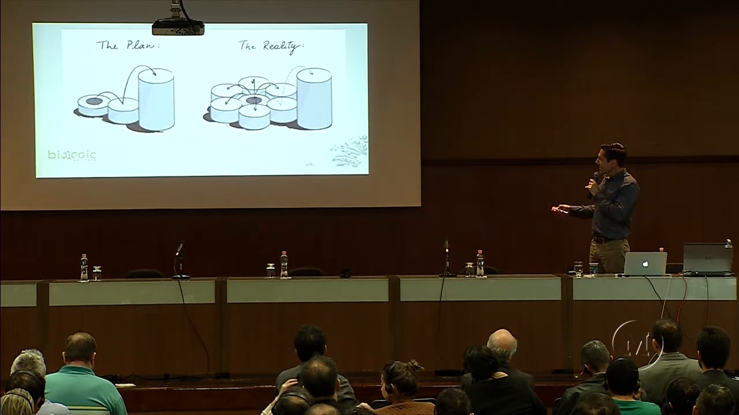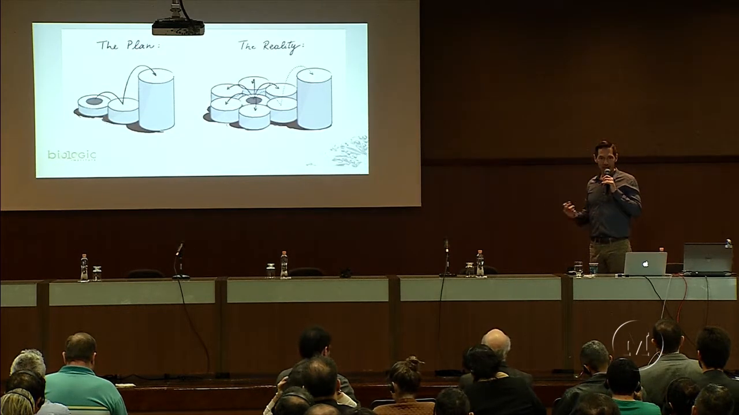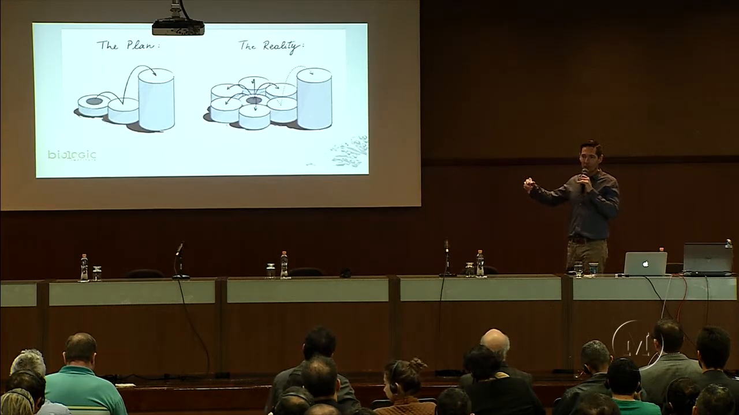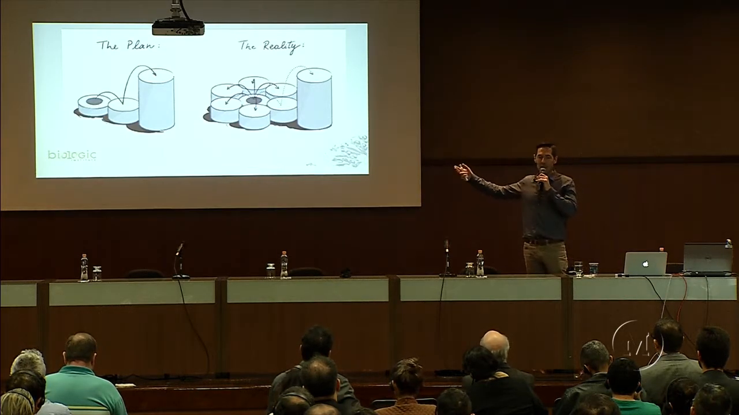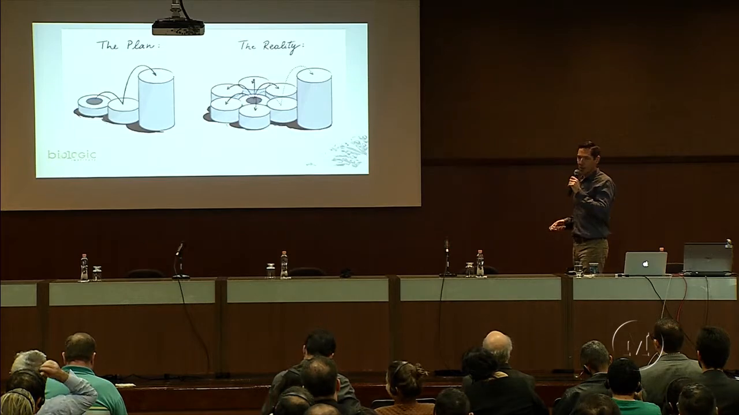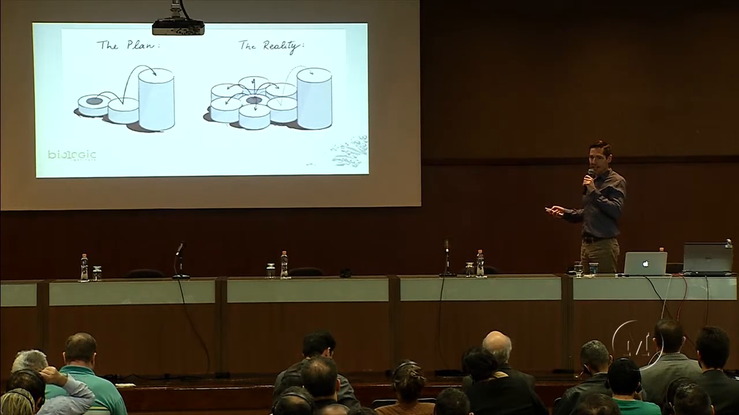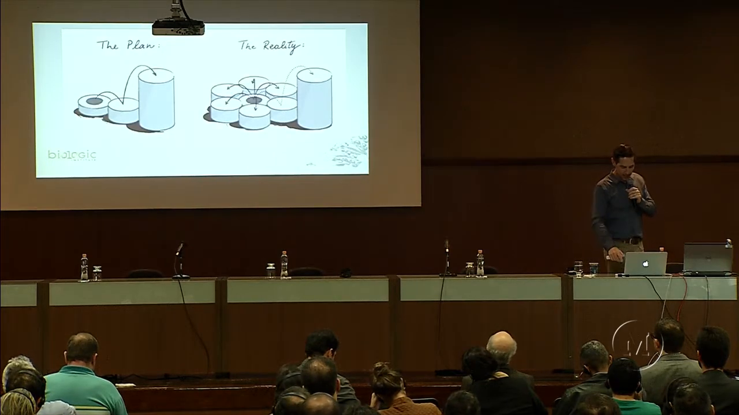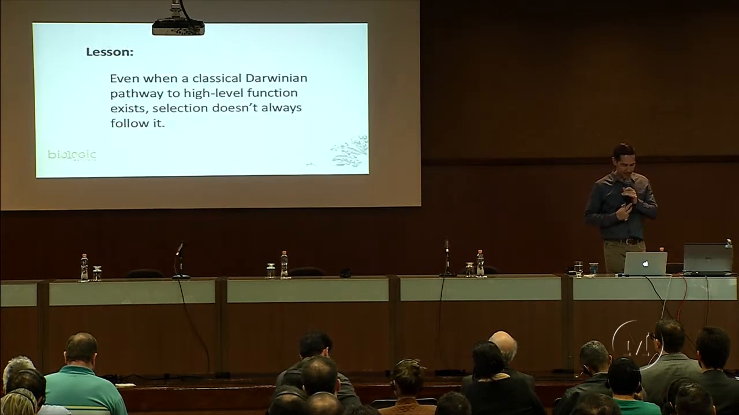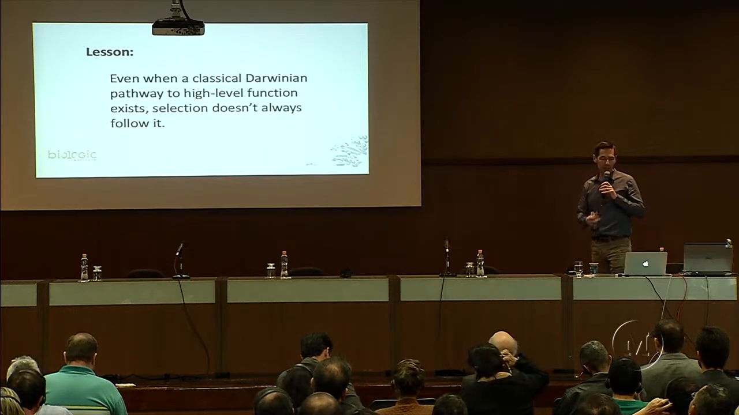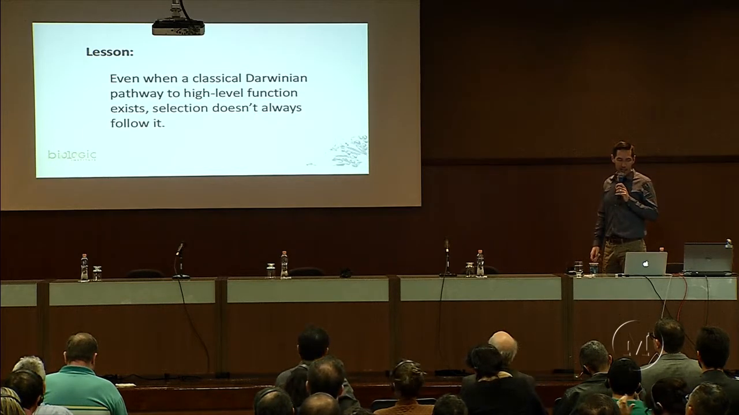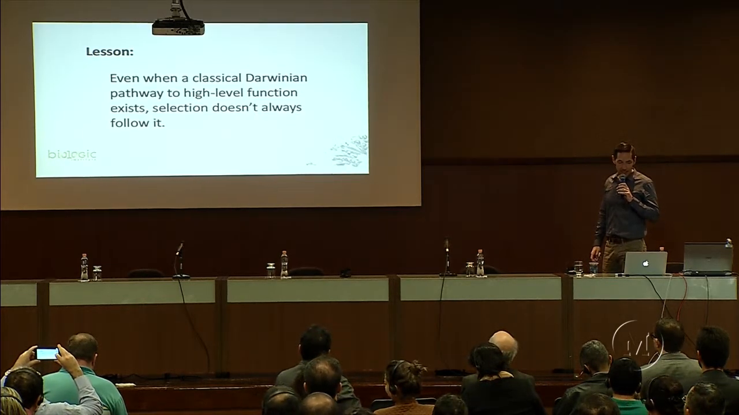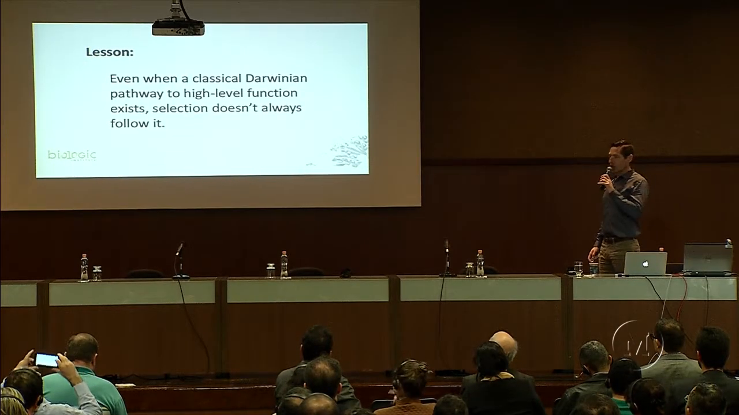We expect something like this because we look at this with intelligence, don't we? We say, here's what you want to do. You want to take this step, and then you want to take that step. That's not how evolution works. It's not looking forward. It is simply doing whatever benefits most immediately. So the lesson from that is, even when a classical Darwinian pathway to high-level function exists, selection doesn't always follow it.